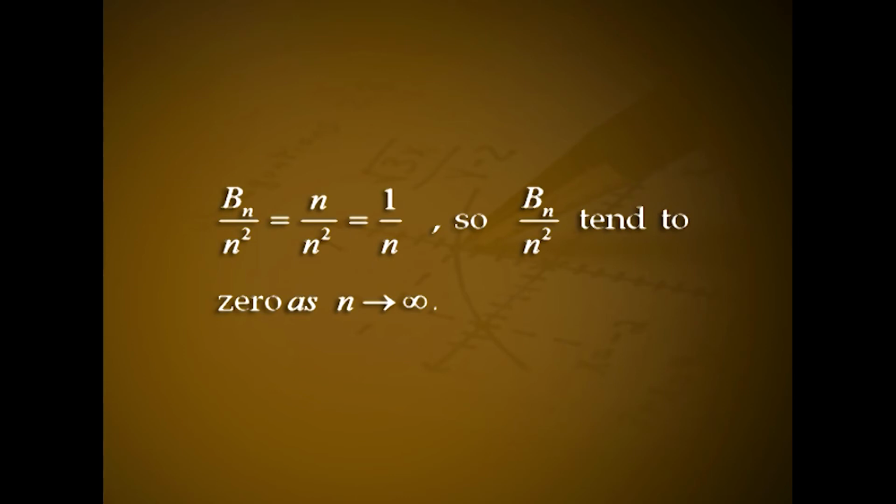Therefore, Bn divided by n square equal to n divided by n square, that is 1 by n. So, Bn divided by n square tends to 0 as n tends to infinity. So, WLLN holds for the given sequence xk.